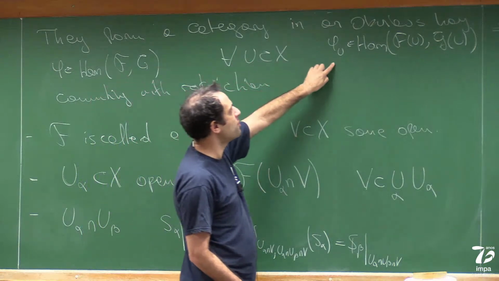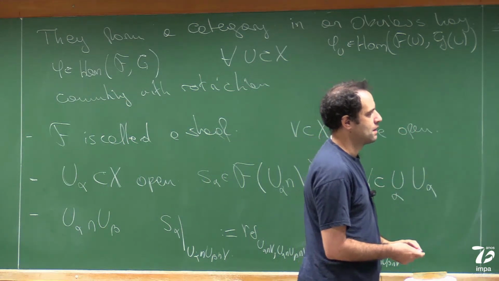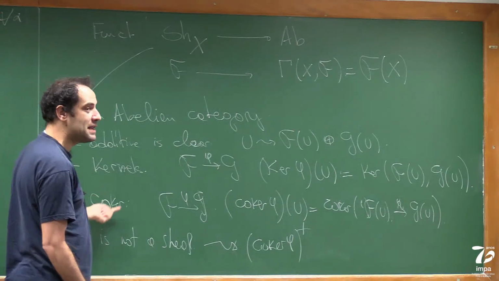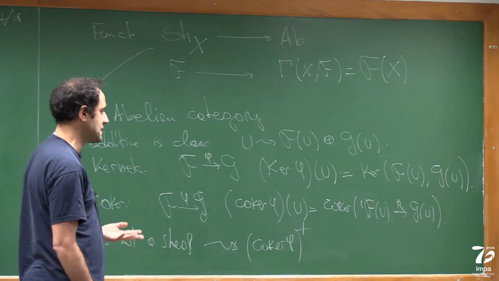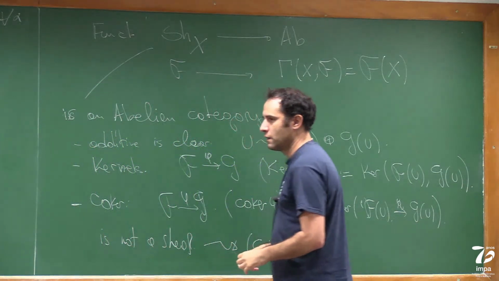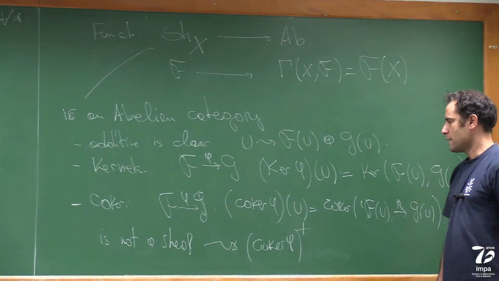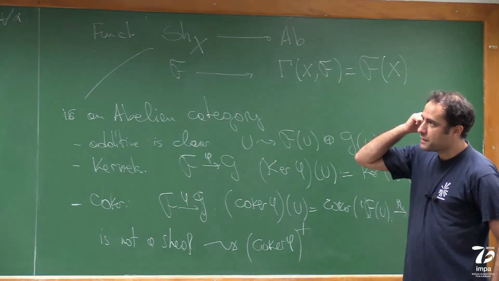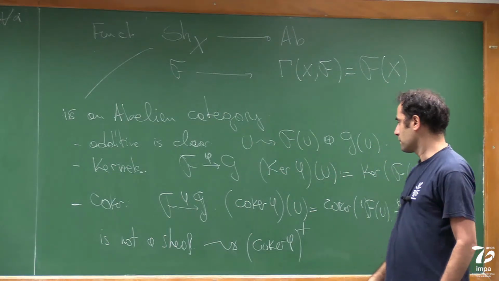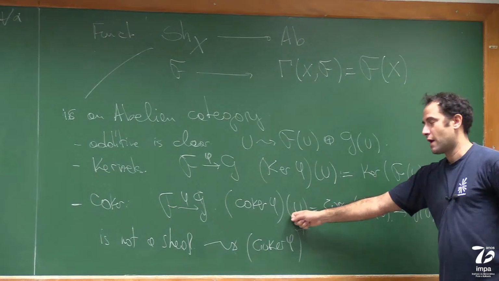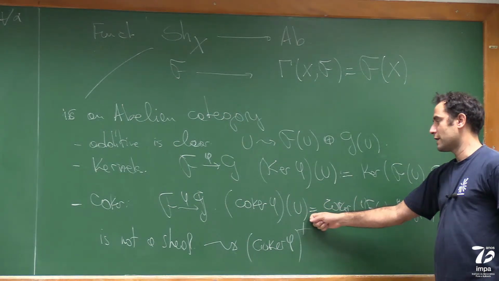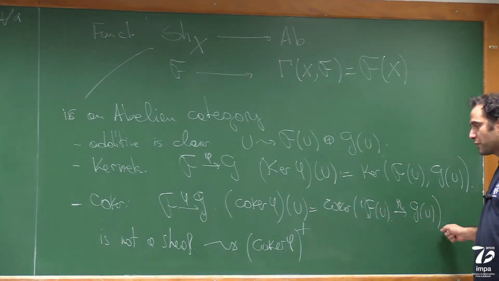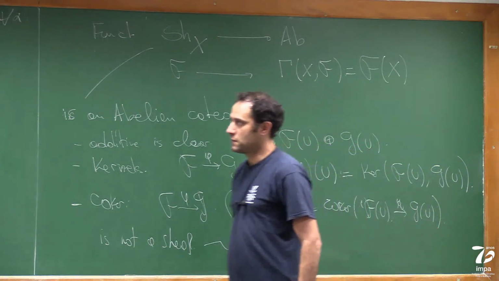That means that for every open, you give me a map like this on sections. Now, what does it mean in an abelian category that your morphism is surjective? It means that the cokernel is trivial. That doesn't really mean that the map is going to be surjective on global sections. If I look at the cokernel and its global sections, that is not necessarily the cokernel of the map of global sections, because that was just a presheaf and I needed to sheafify it.